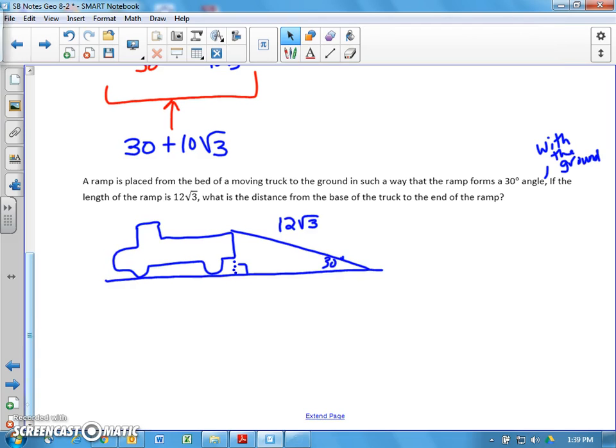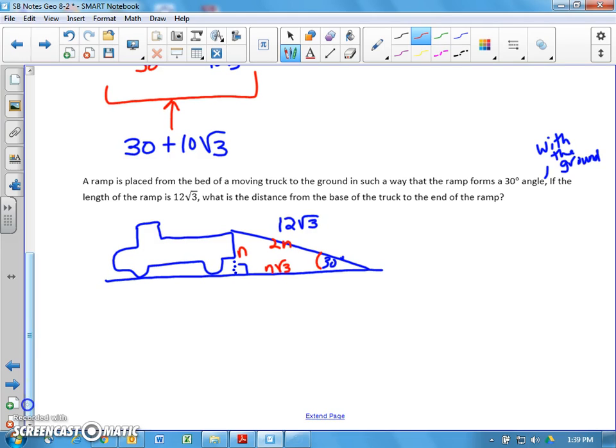Hopefully you have something like this. Surely not quite this artistic, but you've got the idea. We have a 30-degree angle with the ground for our ramp, which has a length of 12 radical 3. This is my right angle, so this has to be my hypotenuse. The side across from 30 is n, hypotenuse is 2n, the third side would be n radical 3.